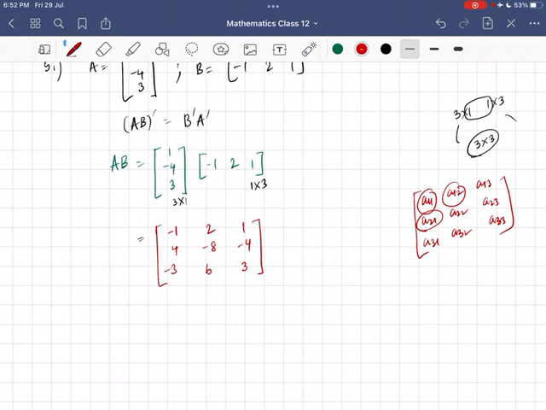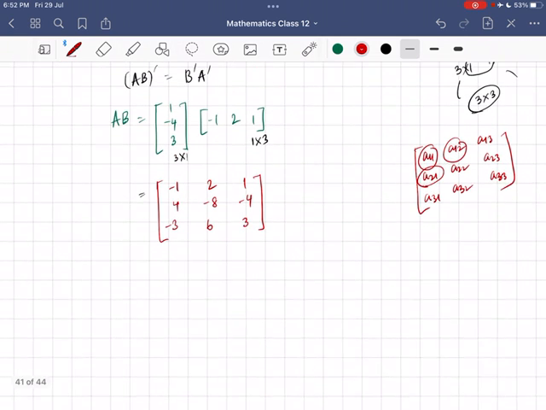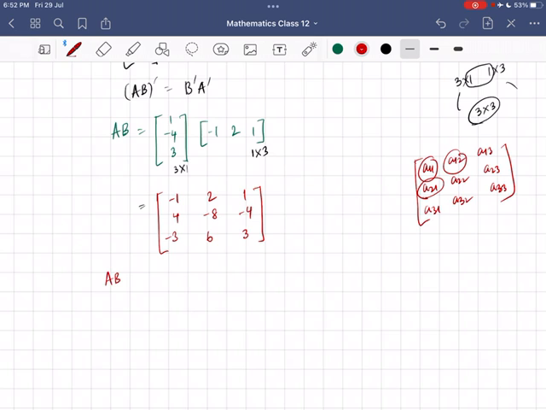Now we have to find (AB) transpose. So (AB) transpose will be equal to, just interchange the rows and columns. So my first row is minus 1 2 1, so it becomes the first column: minus 1 2 1, 4 minus 8 minus 4, minus 3 6 3. So this is what we get, our (AB) transpose.